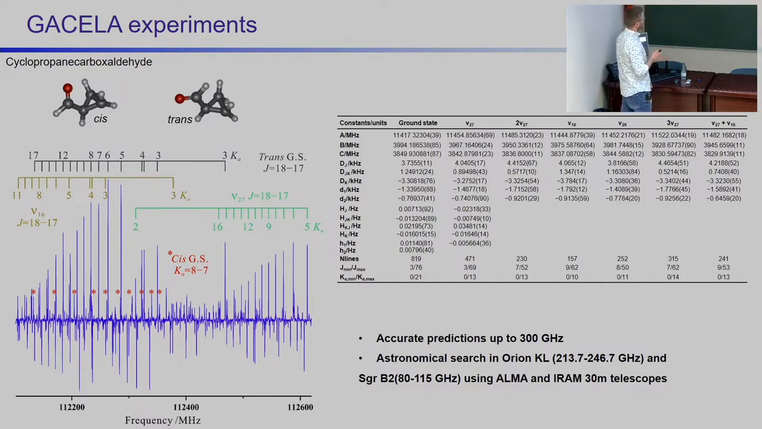With these parameters, we obtain good predictions up to 300 gigahertz, and then we carried out an astronomical search in the same objects, in Orion and Sagittarius, but we couldn't observe any of these species in our search.